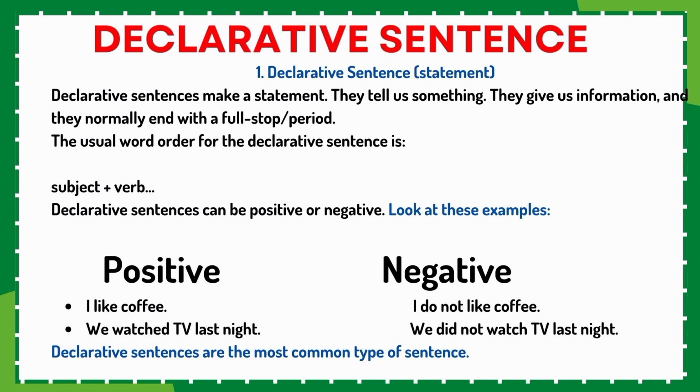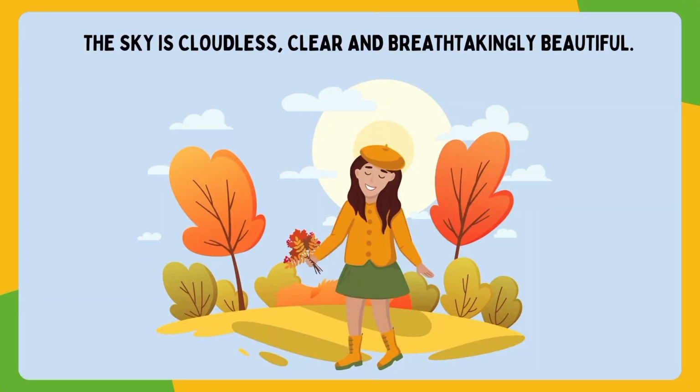Look at these examples. Positive. I like coffee. We watched TV last night. Negative. I don't like coffee. We didn't watch TV last night. The sky is cloudless, clear, and breathtakingly beautiful.